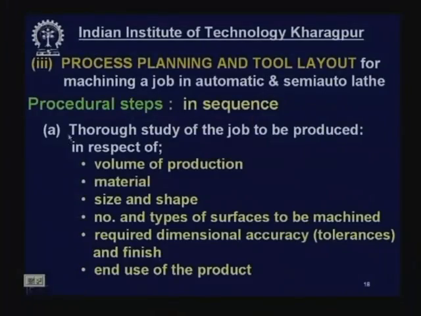What are the steps? Thorough study of the job to be produced in respect of volume of production, that is how many pieces have to be produced, material, size and shape. Shape means circular or regular polygon, size, the diameter, number and types of surfaces to be machined, the amount of machining work necessary, required dimensional accuracy and finish, and end use of the product. All these things will help in selecting the machine tool, the cutting tools, the blank, and arrangement of the cutting tools and positioning, all these things.